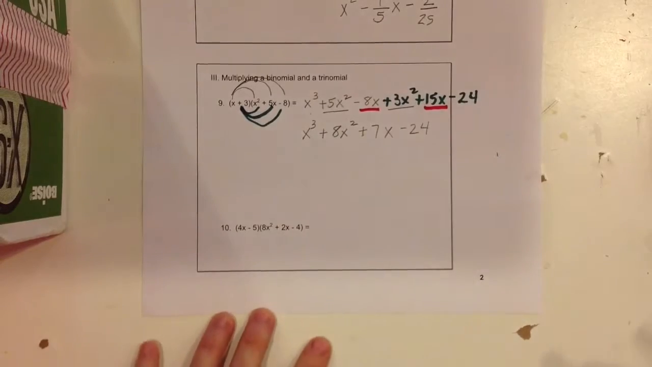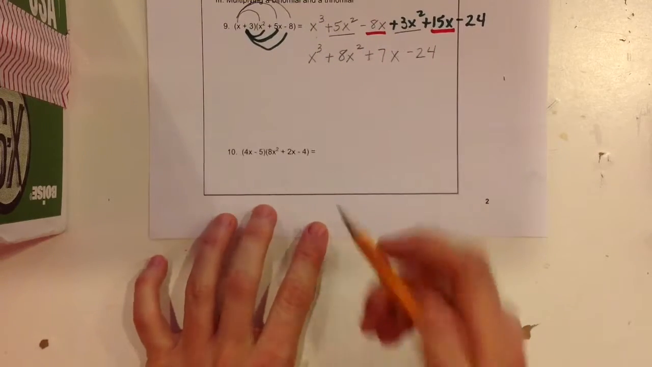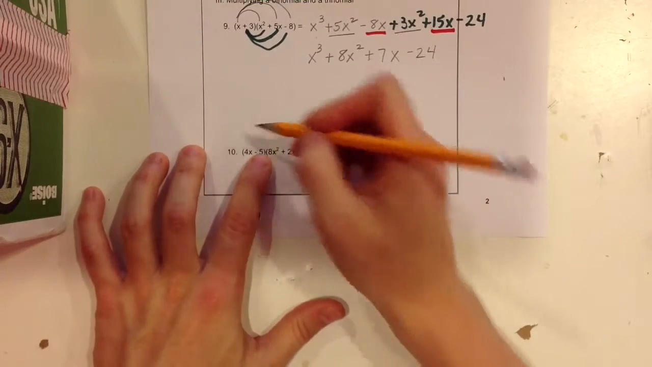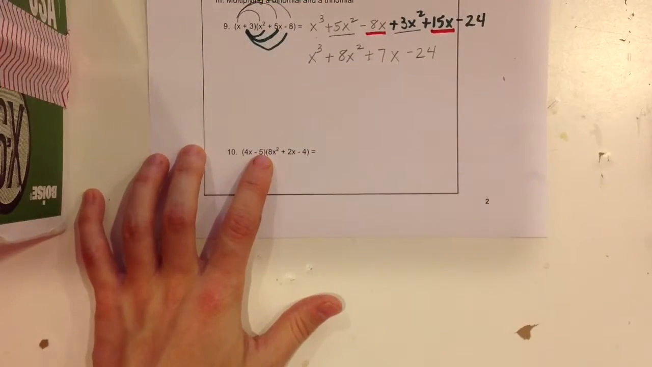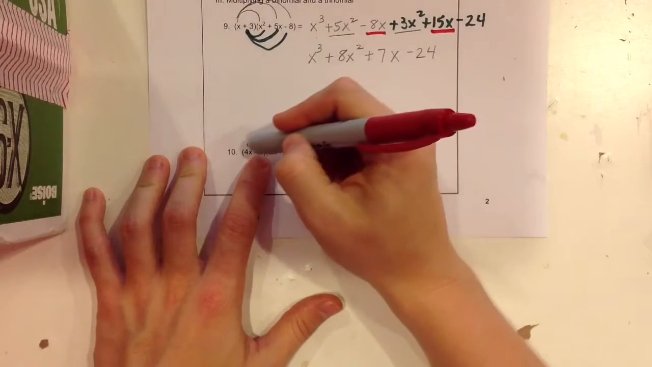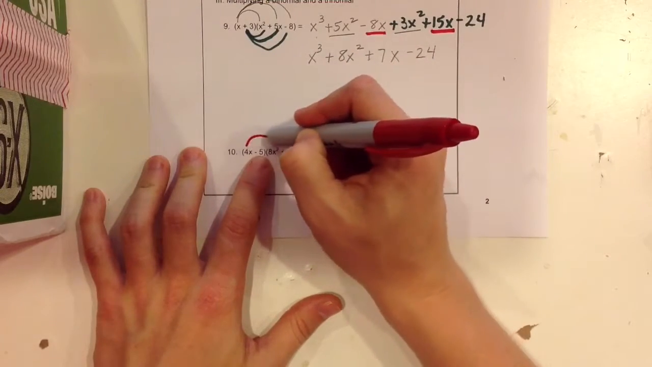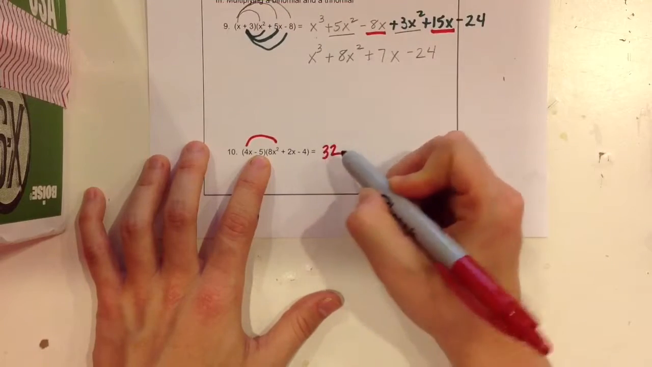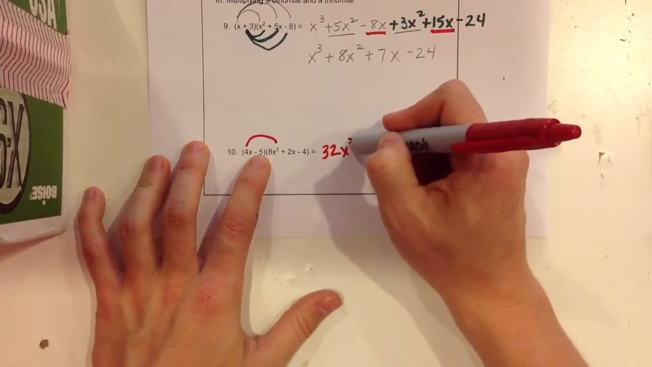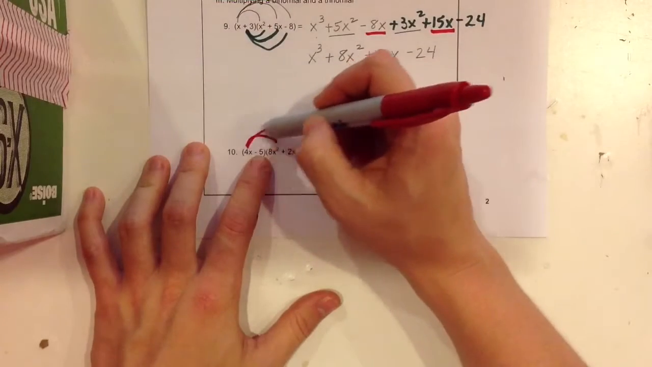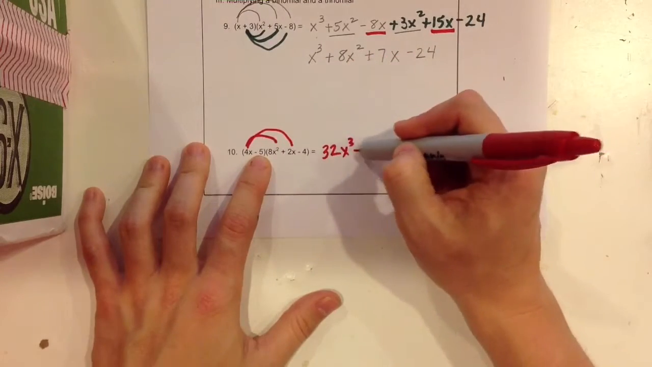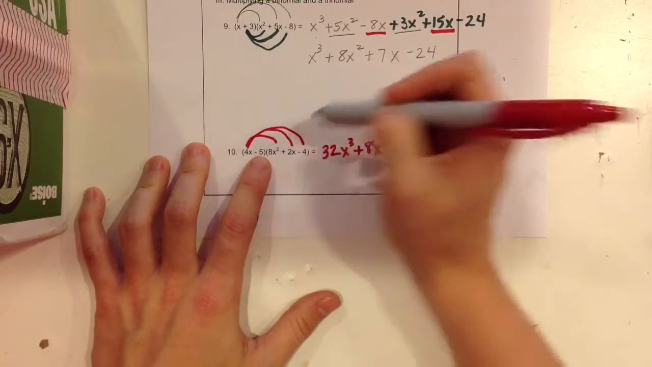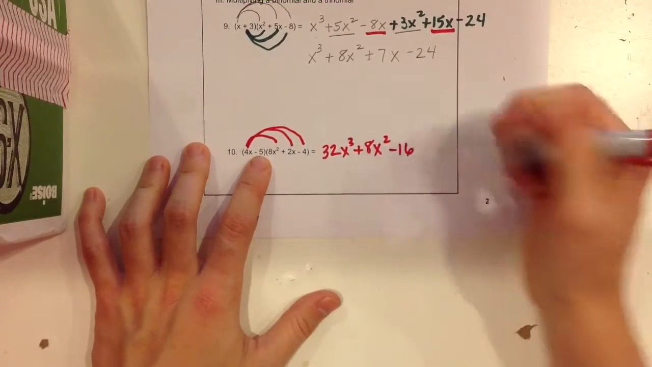All right, the last example in this section is number 10. And I'm doing the same thing that I did in number 9. I'm going to distribute. So I'm going to do this one in green and the other one in a different color. So, this one in red. So I have 4x times 8x squared. 4 times 8 is 32. X times x squared is x cubed. 4x times 2x gives me 8x squared. 4x times negative 4 gives me negative 16.